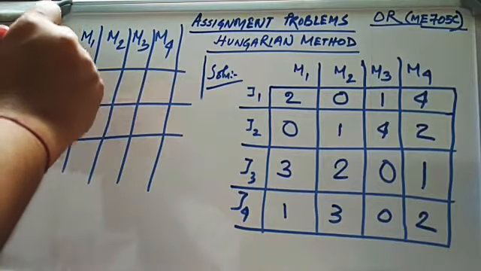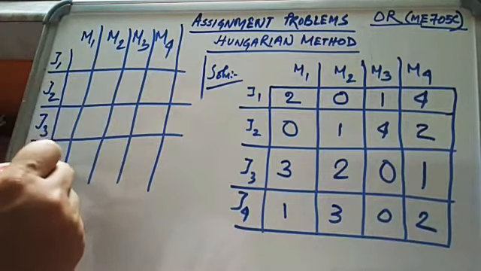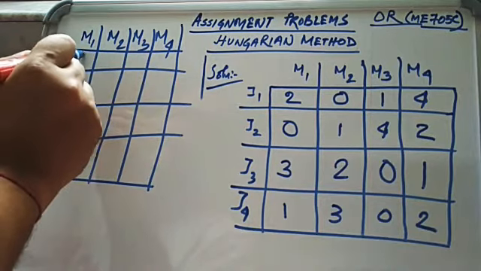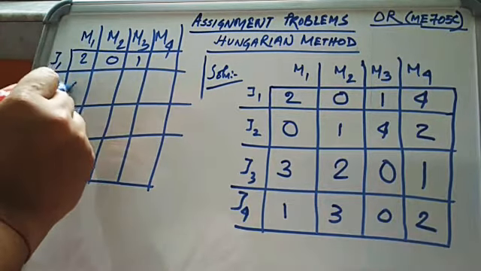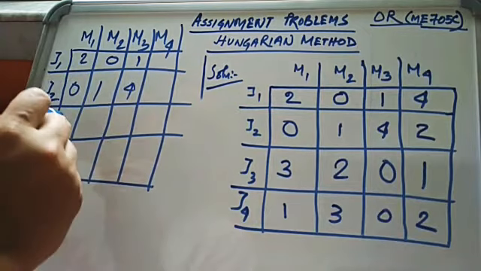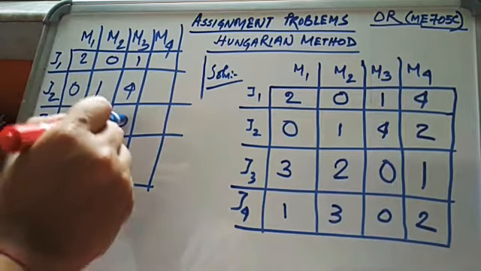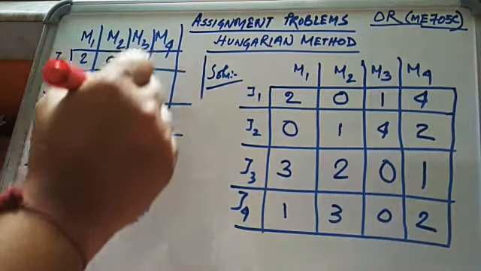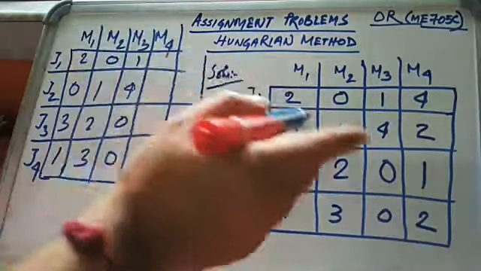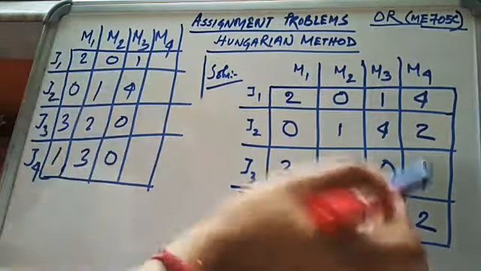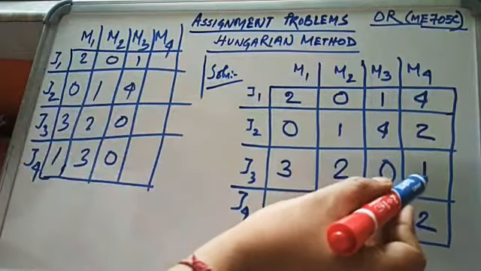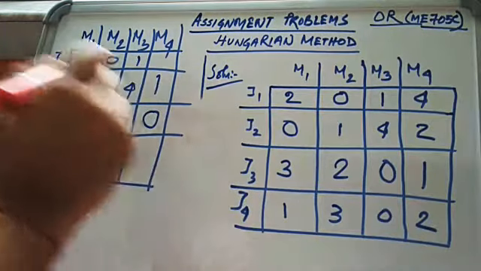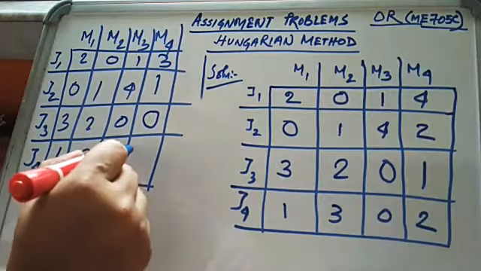Let us write. Look, Z1 is 2, it is 0, it is 1, it is 0, it is 1, it is 4, it is 3, it is 2, it is 0, it is 1, it is 3, it is 0, and in this column we have performed the column operation. The least one is 1, so we will choose this one and subtract 1 from each and every cell, which gives you 0 here, 1 here, 3 here, and 1 here.